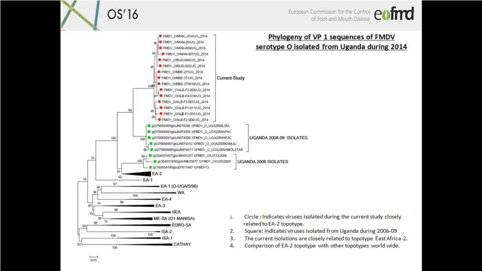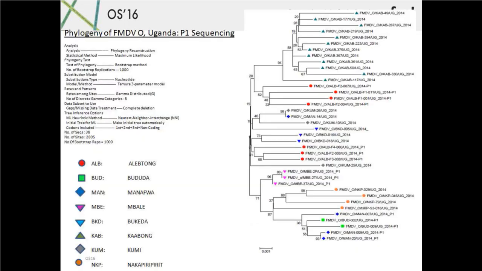The VP1 sequencing of serotype O, when we compared it with the older isolates of Uganda from 2009 and 2006, shows that all of them belong to East Africa 2, but they form a subgroup which is closely related to the 2008 Uganda isolates.